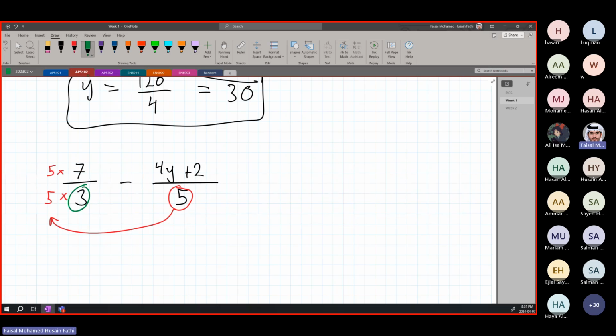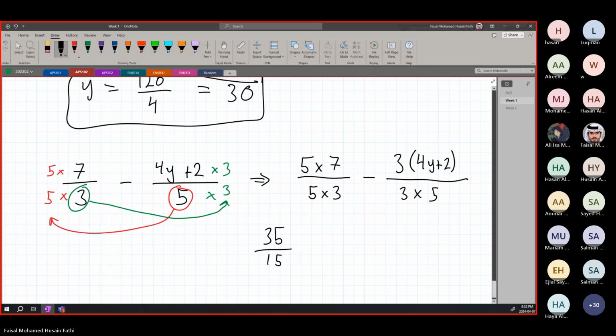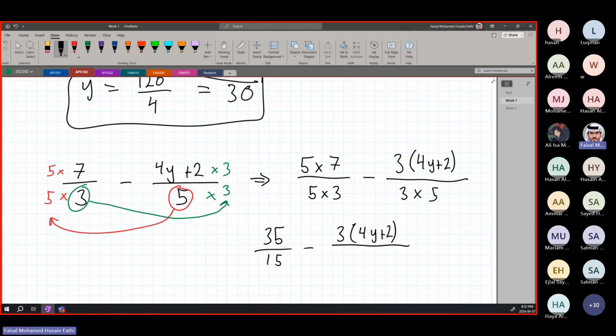And we can take this number and multiply it here. So times 3 up and down as well. All right? So this will give us 5 times 7 over 5 times 3 is minus 3 times 4y plus 2 over 3 times 5. 3 times 5 is 15, so it's going to be 5 times 7, let's say, which is 35, over 15, minus 3 into 4y plus 2 over 3 times 5 is 15.